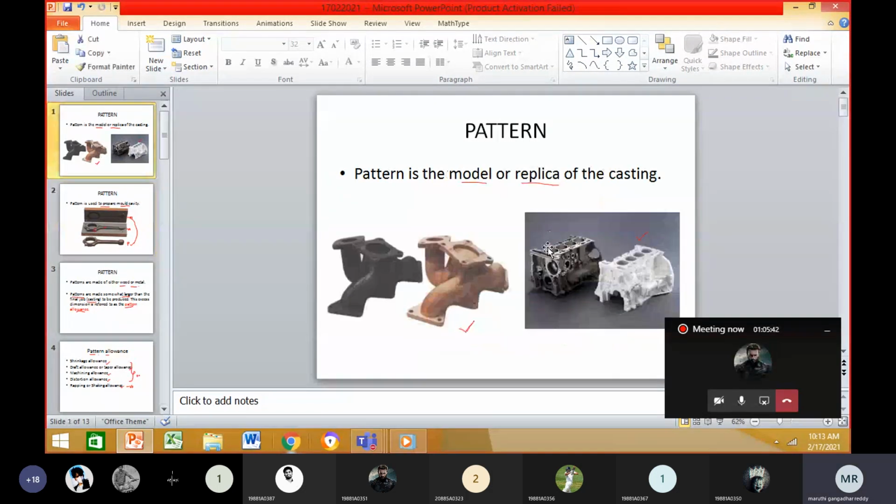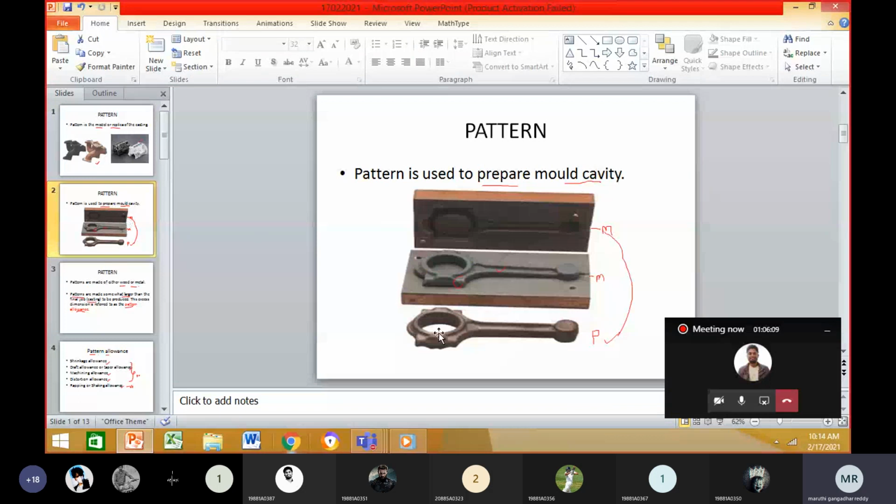What does this one look like? What is this? Anyone? The second photograph. Engine block, sir. Engine block. This is an engine block. For the manufacturing of the engine block, we can use casting. And this one, anyone from the class? Connecting rod. Yeah, connecting rod. Crankshaft. Okay, these are all the applications of the casting process.